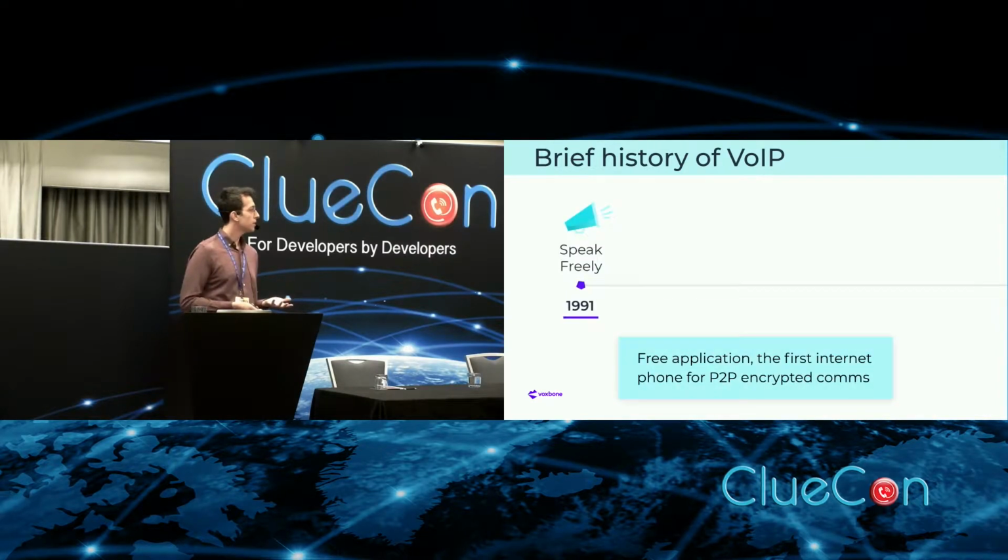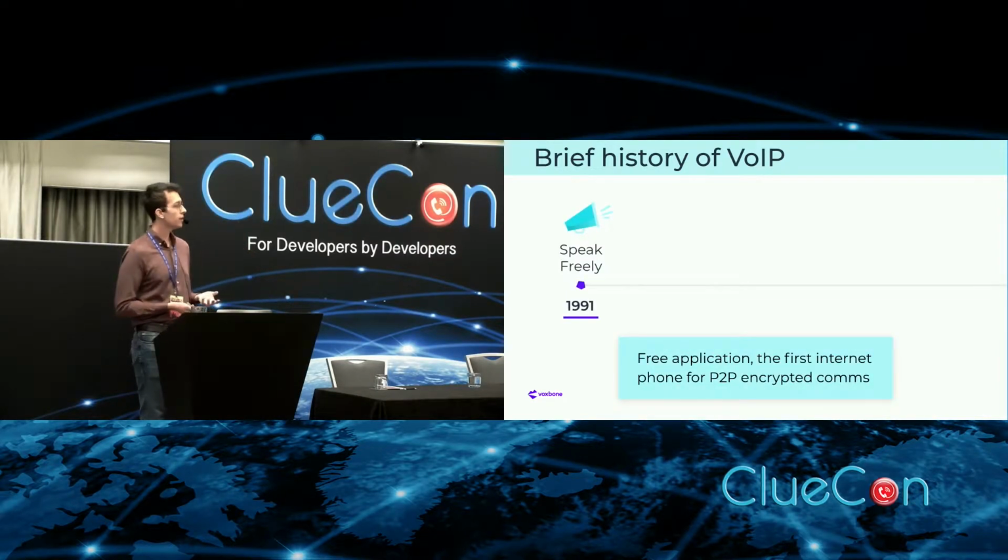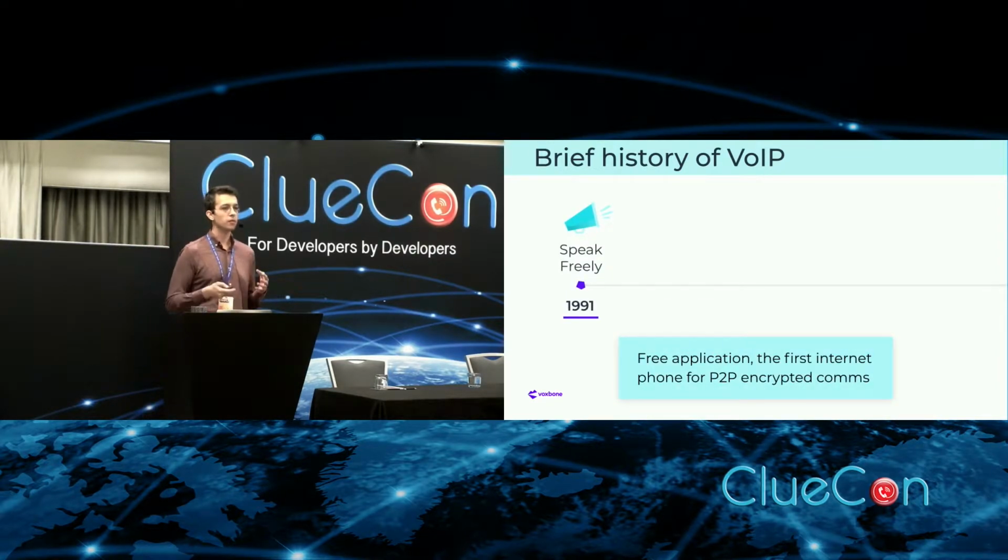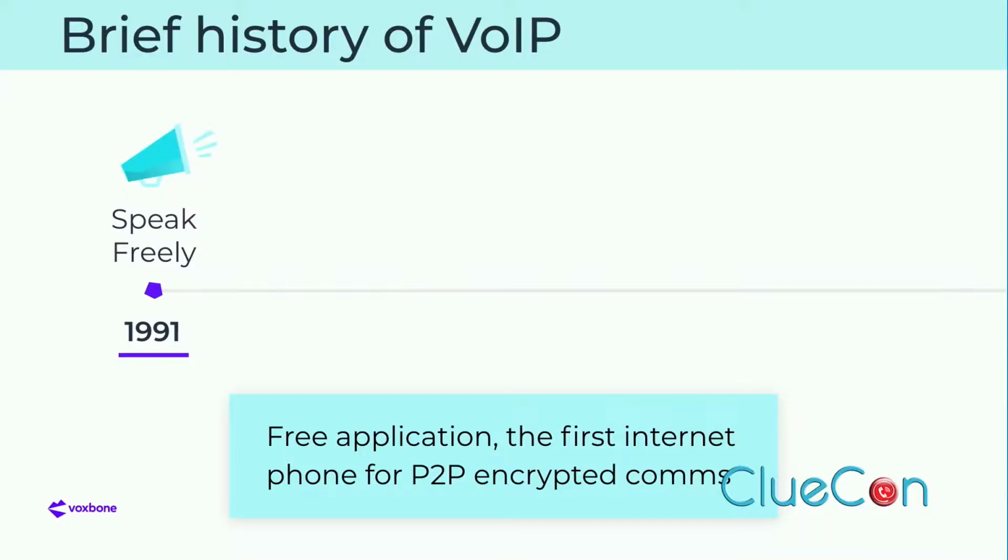So it looks like it started off in 1991 with the first free application for peer-to-peer communication called Speak Freely. Obviously, back then there were no standards or no clear definition of how this should work. But this was one guy who later on wrote the initial AutoCAD software, just distributed freely over the internet with encrypted voice and peer-to-peer communications.